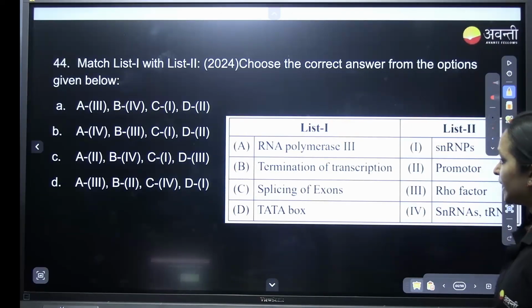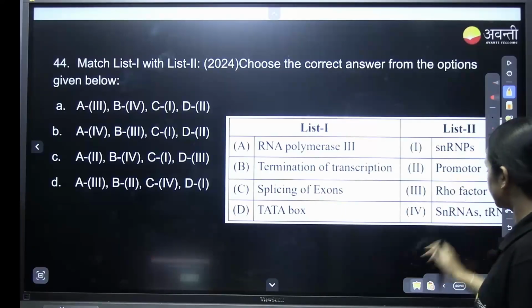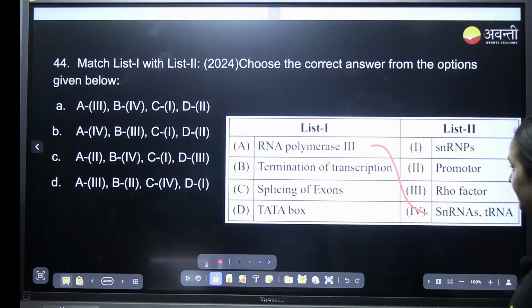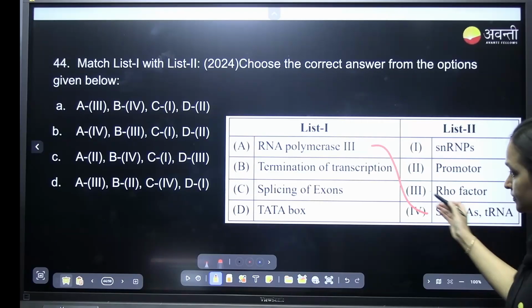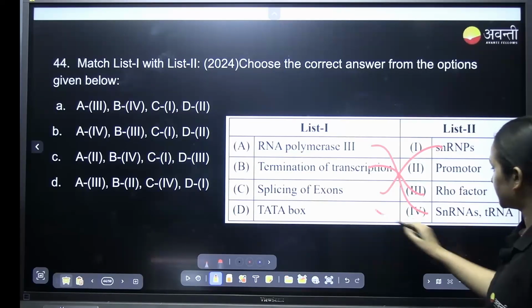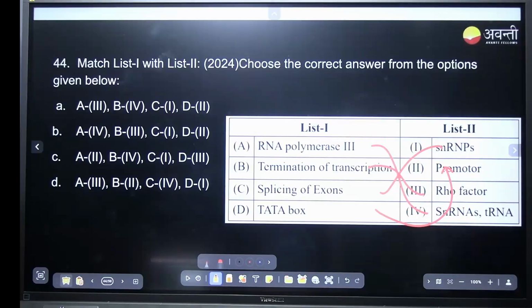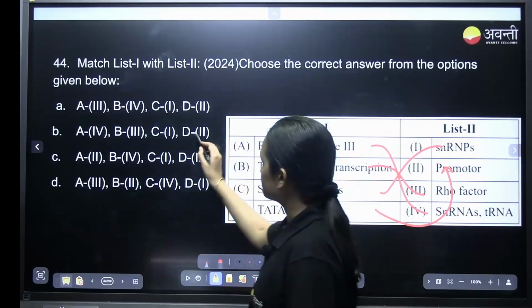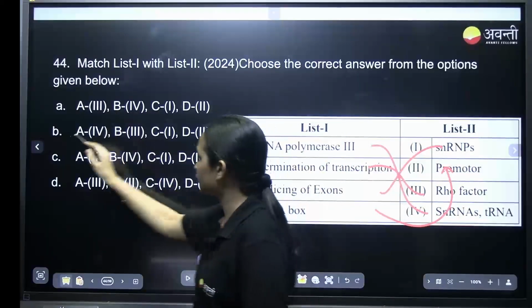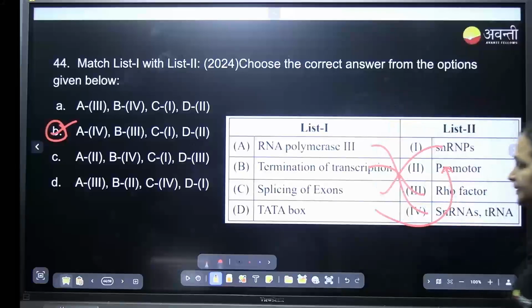Match list 1 and 2. RNA polymerase 3 for snRNA and tRNA. Termination of transcription, Rho factor. Splicing of exons, snRNPs. TATA box is present in the promoter site. So D2, A4. Okay, with A4 only we got the answer, that is B for Bombay is the correct answer.